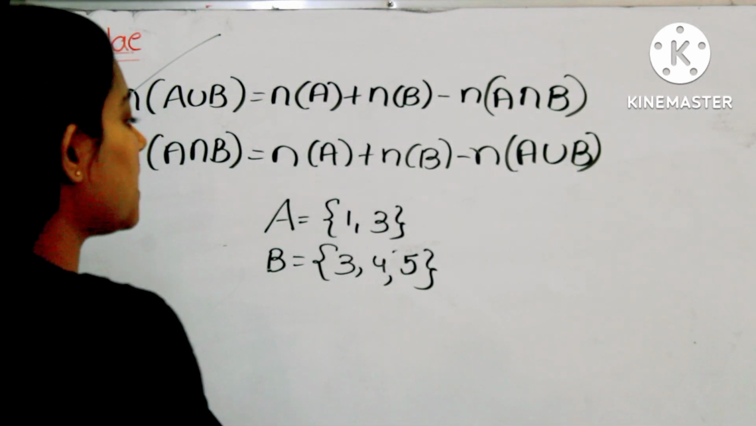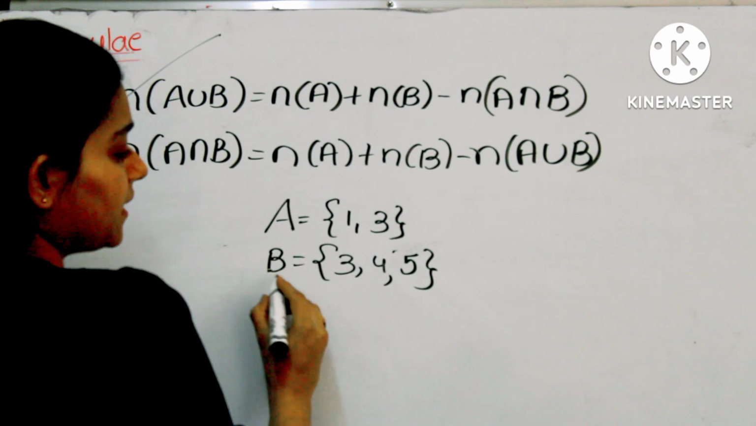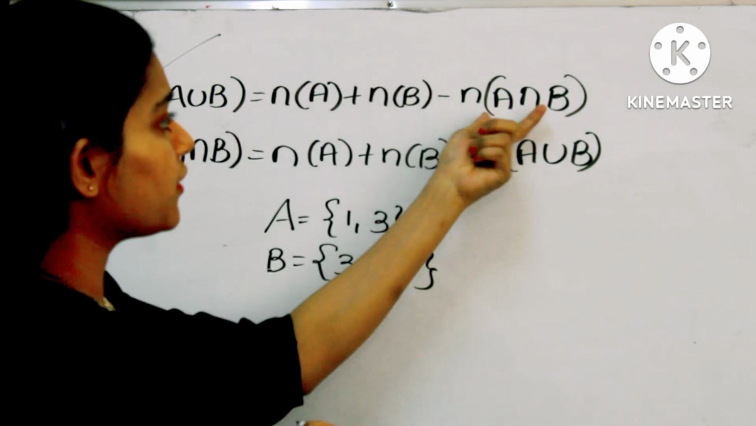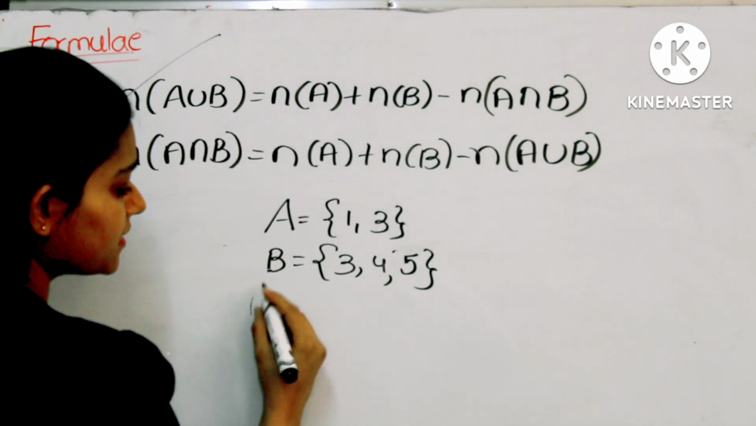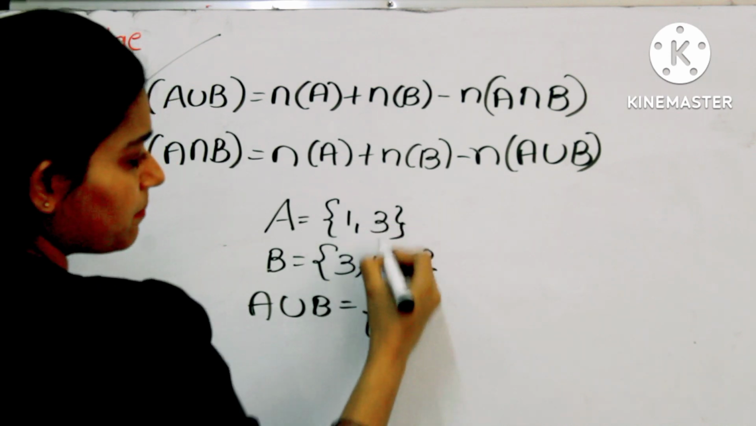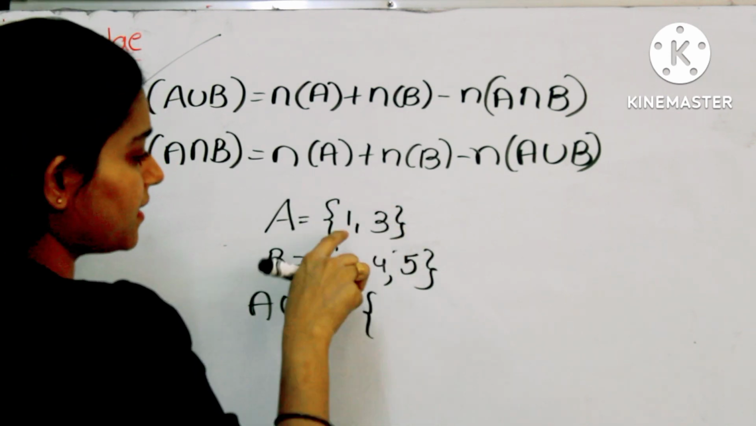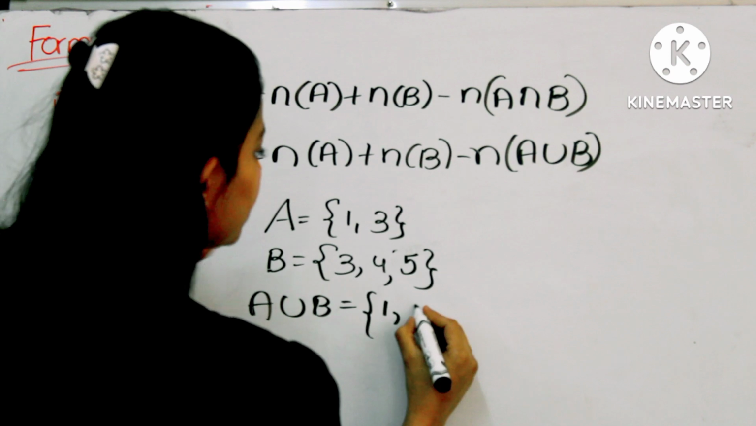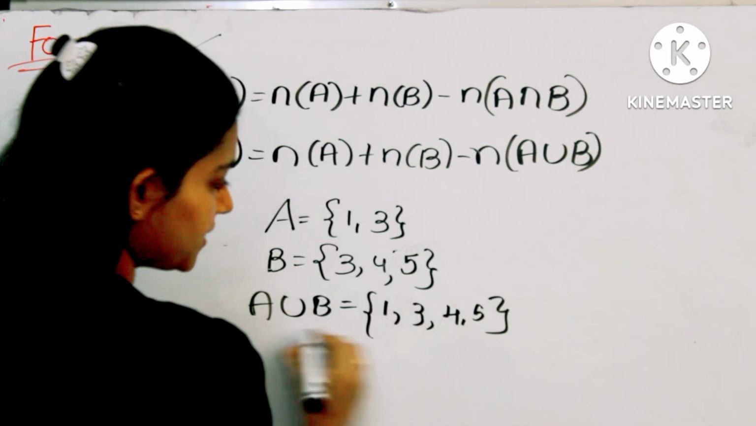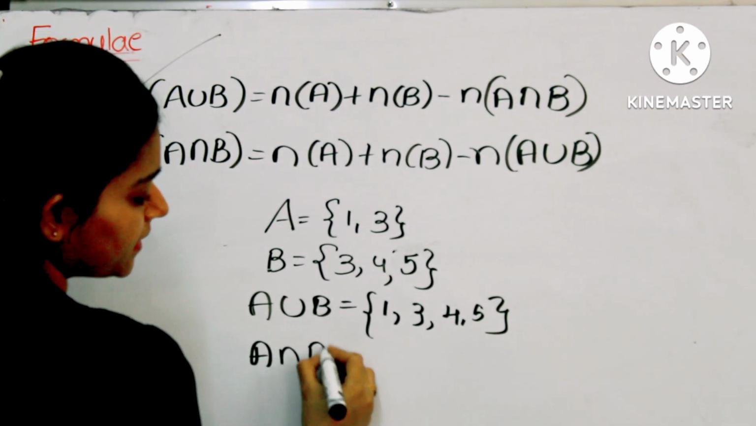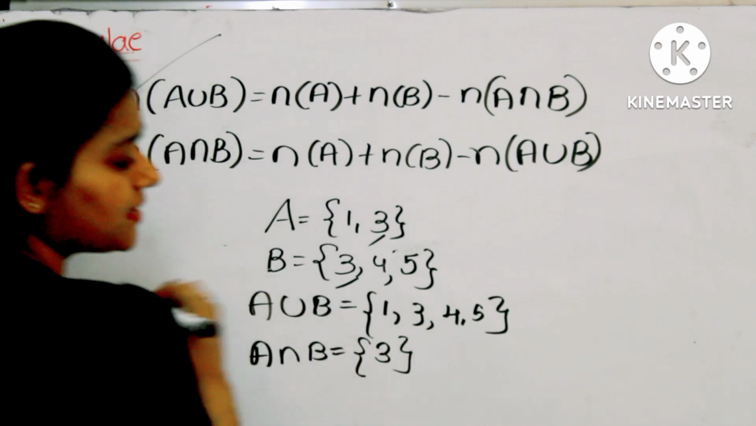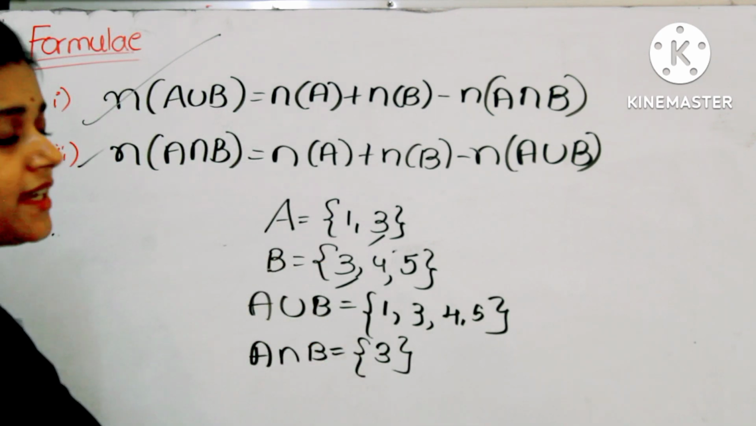Okay, let's take some example. If A is equal to 1, 3 and B is equal to 3, 4, 5. What is N of A, N of B and all? So we want intersection and union. Let's just find A union B of this. What is union? You have to combine all the elements in A and B. So that is 1, 3. 3 is already written, so 4 and 5. So this is A union B. Similarly, what is A intersection B? We have to see the common term. So the common term is 3. So this is A union B and A intersection B.